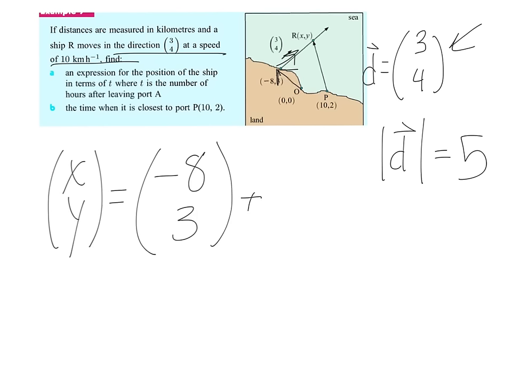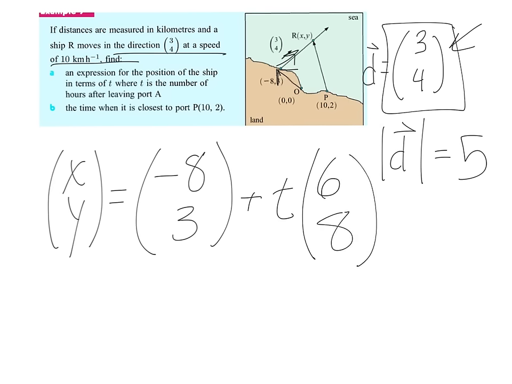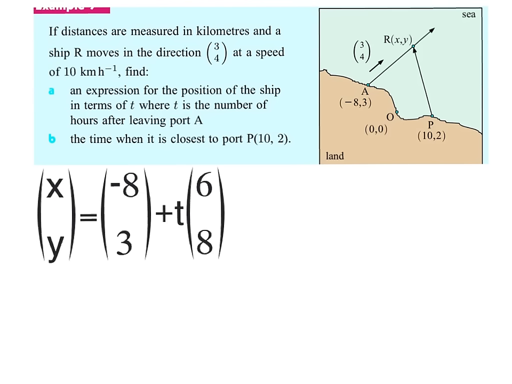And so then now we have plus t times, and instead of using the direction vector that they gave us, we're going to double it so that our time can really mean 1 hour. So that every hour we go 10 kilometers, this becomes 6, 8. So here's the first equation. We have the equation xy is equal to negative 8, 3 plus t times 6, 8. And we want to talk a little bit about what it means now to be a point on this line, or where will the ship be?